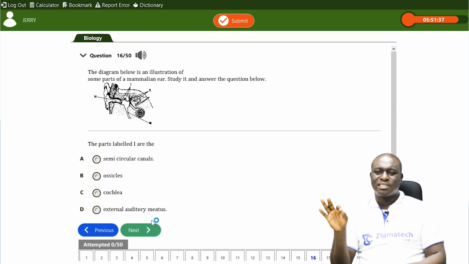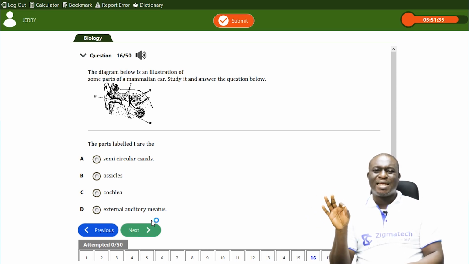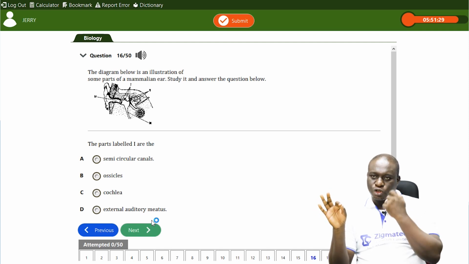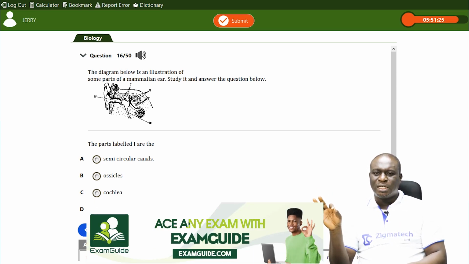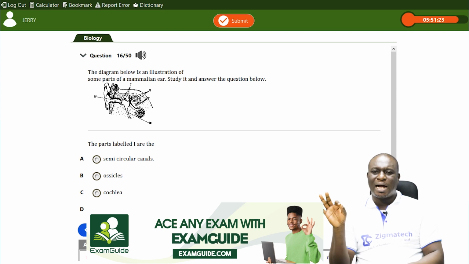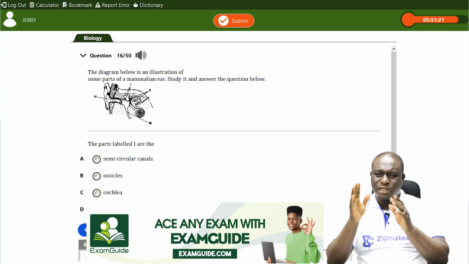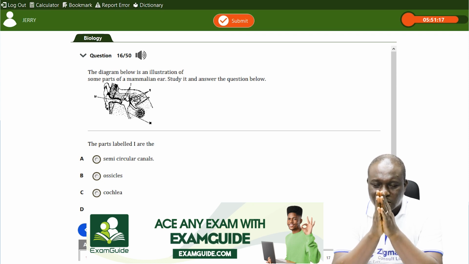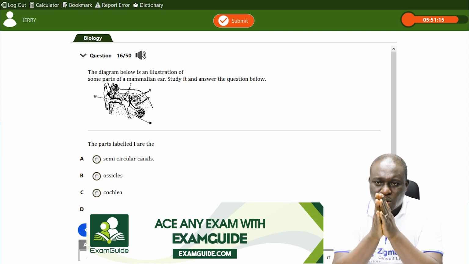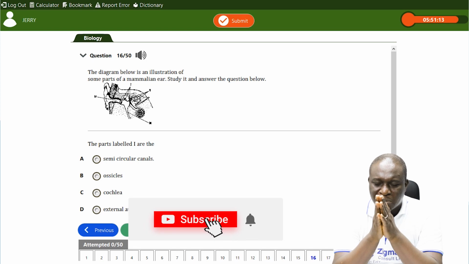Now, the question says the diagram below is an illustration of some parts of a mammalian ear. Study it and answer the questions below. Now, the parts labeled 1, if you carefully look at it, that is the middle ear. The part labeled 1 is the middle ear.